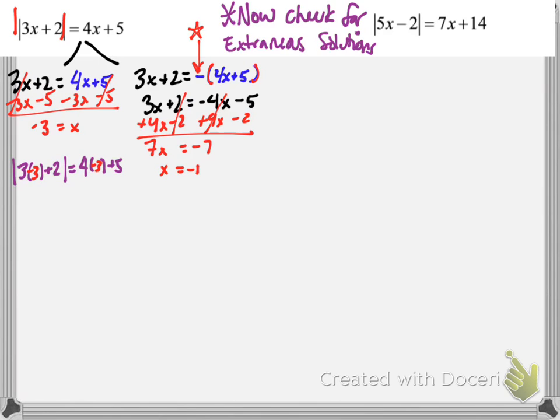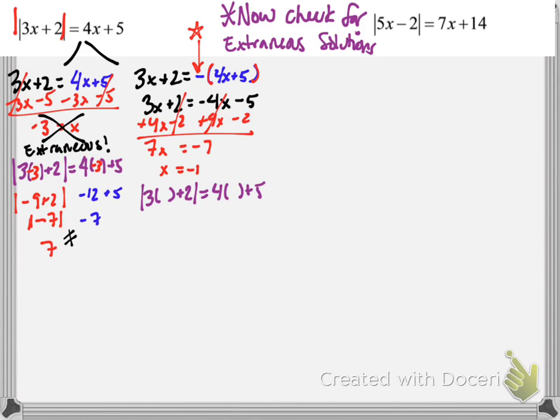So I plug it into the very original, always use the original, plug in negative 3. On the left side, I simplify and get 7. On the right side, you simplify it and you get negative 7. Since those are not equal, when it doesn't work when I plug it back into the original, that is an extraneous root or extraneous solution.